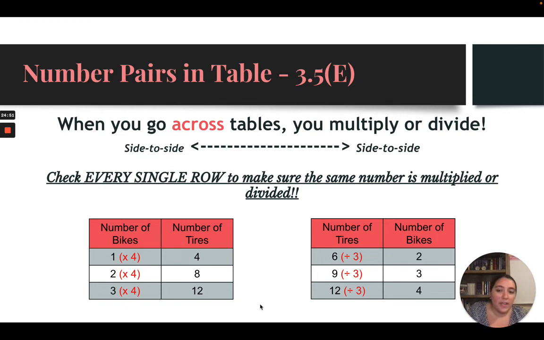This other one, different kinds of bikes, and number of tires is 6. Then it says, how many bikes is that? So number of tires, 6 divided by 3 equals 2. So 6 divided by 3 equals 2. 9 tires divided by 3 equals 3 bikes. And so on and so forth.